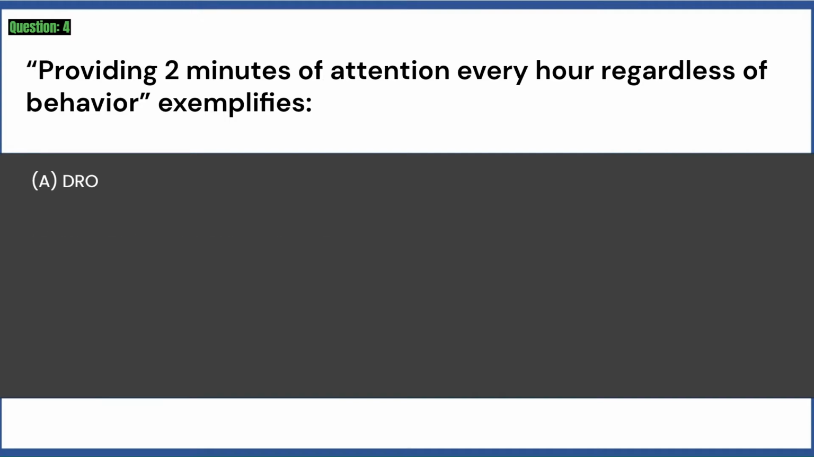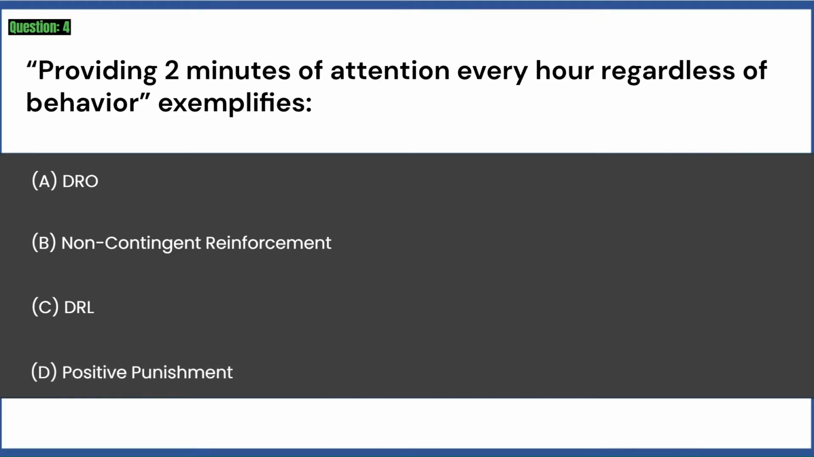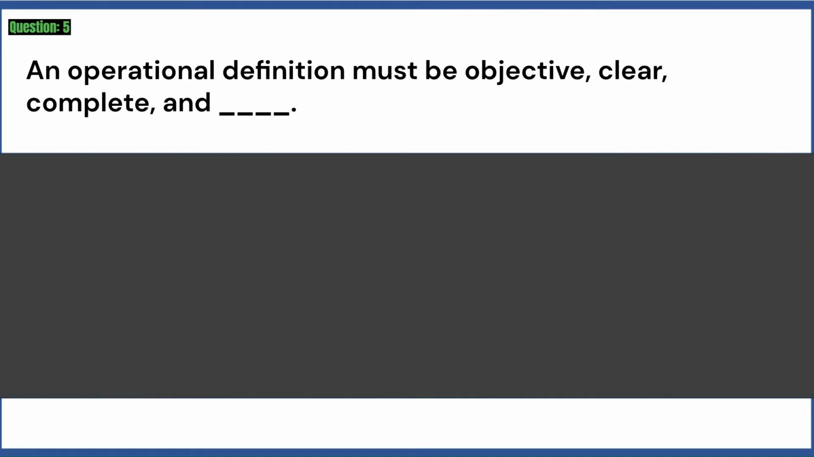Providing 2 minutes of attention every hour regardless of behavior exemplifies A. DRO. B. Non-contingent reinforcement. C. DRL. D. Positive punishment. Answer: B. Non-contingent reinforcement.